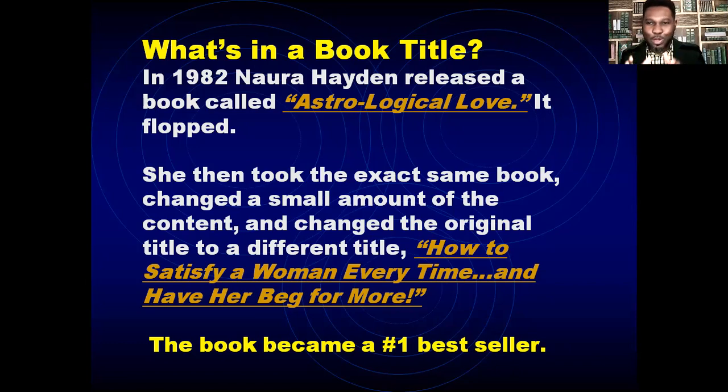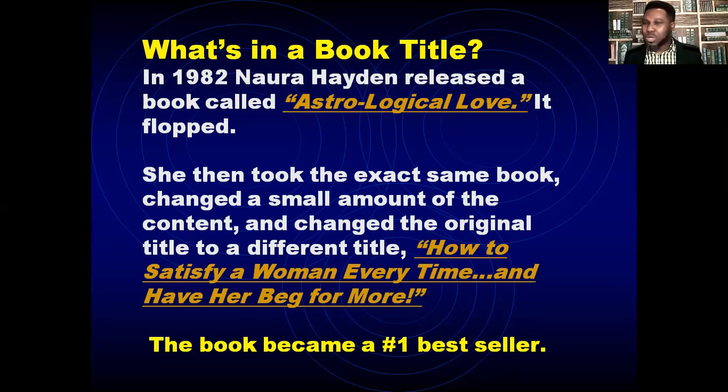Now, if you saw a book titled Astrological Love, and then you saw another book titled How to Satisfy a Woman Every Time and Have Her Beg for More, which of these books would attract you? Which one would you want to buy? Well, I believe your guess is as good as mine. You, I believe, would be attracted to the book that is titled How to Satisfy a Woman Every Time and Have Her Beg for More.